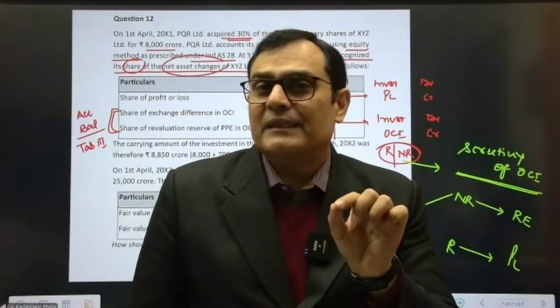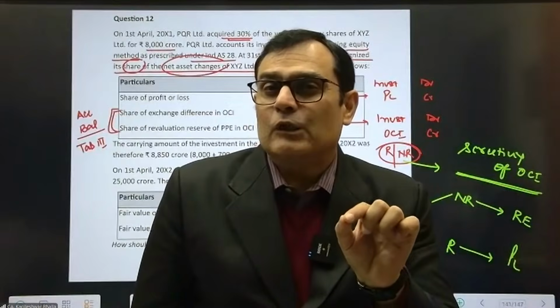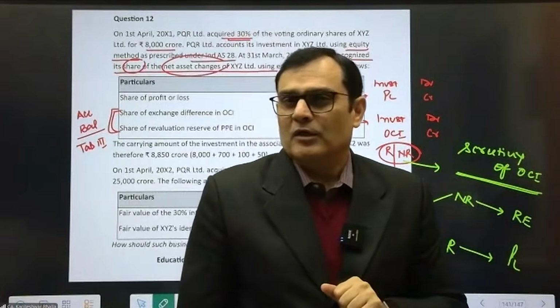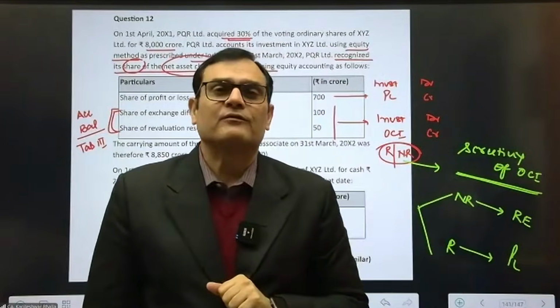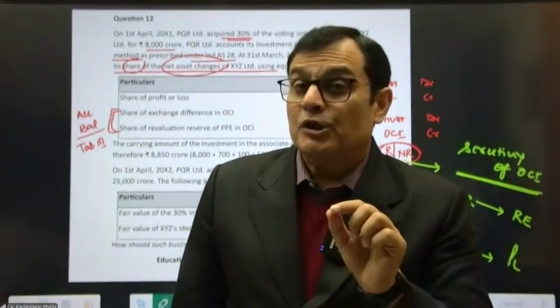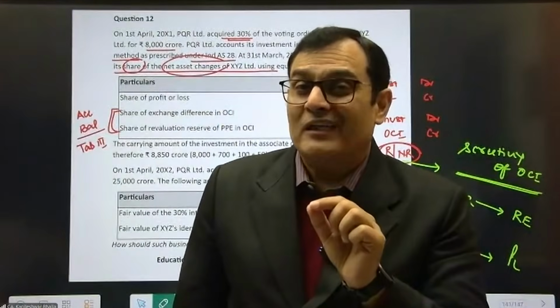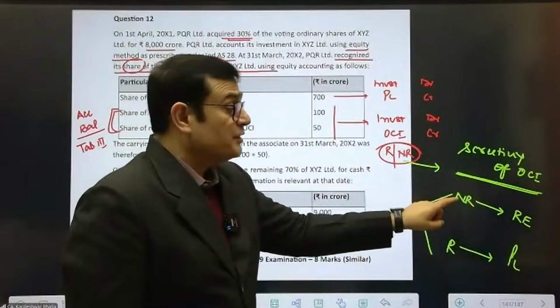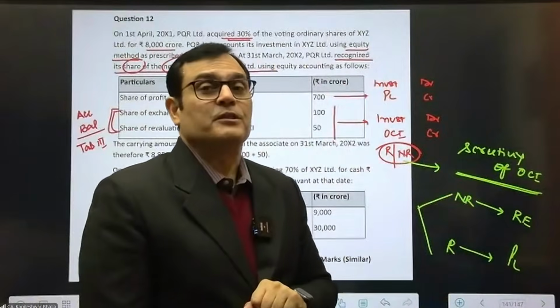The main thing is that in terms of Ind AS 109, equity investments FVTOCI is NR only. So because it is NR, scrutiny of that amount is not required. But in terms of the equity method, the scrutiny is required to filter what is R and what is NR. And accordingly, that amount will enter in the RE or in terms of P&L.